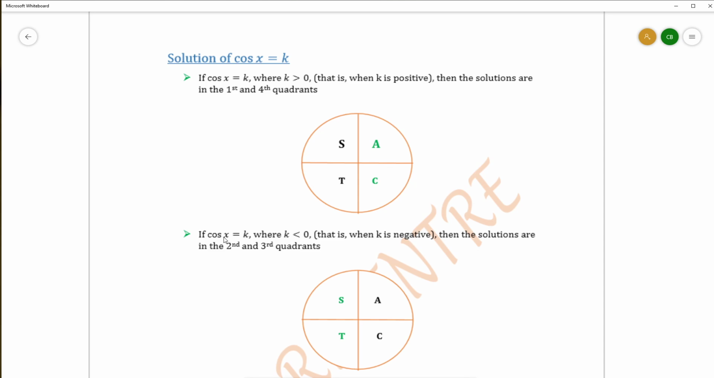Our second case would be when k is negative. So if cos x equal k, where k is less than 0, then the solutions would lie in the quadrants where cos is negative, and that would be in the second and third quadrants. So if these two are where cos was positive, then the other two would be where cos is negative. So here sine alone is positive, tan alone is positive, which means in these two quadrants cos is negative, and that will be used to determine our solutions when we have to solve for the value of x, as seen in our next example.